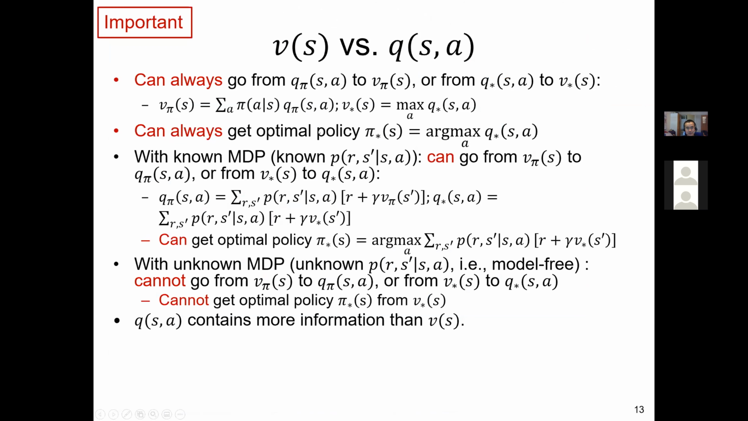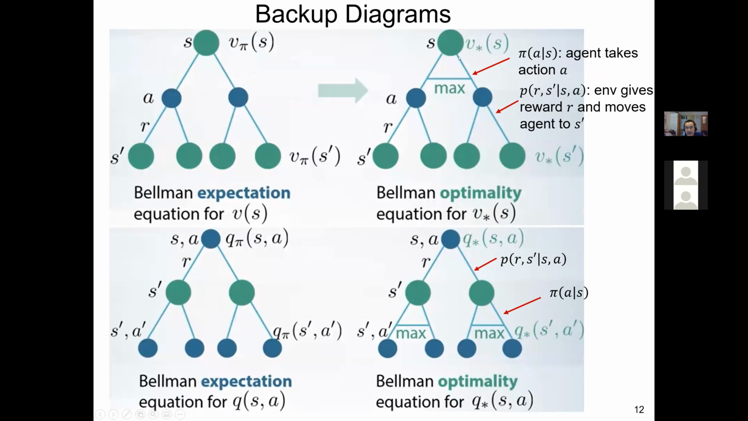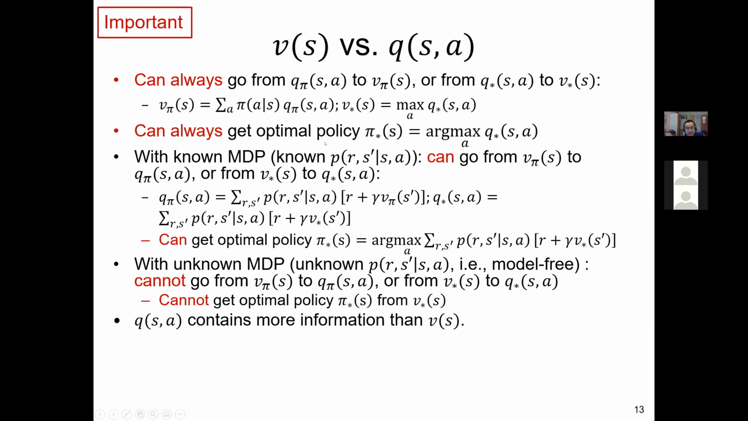Also, you can always get the optimal policy from Q by taking argmax. That is the max here. Whichever action leads to the max, you take that as the optimal action. But in the reverse direction, it's only feasible for a known MDP. That is, you know the probability of reward and next state from the current state and action. Can you go from V pi to Q pi, or from V star to Q star?